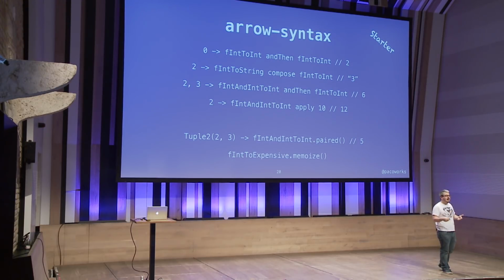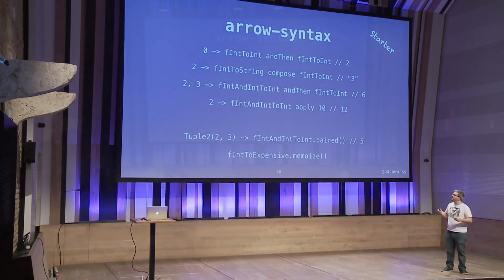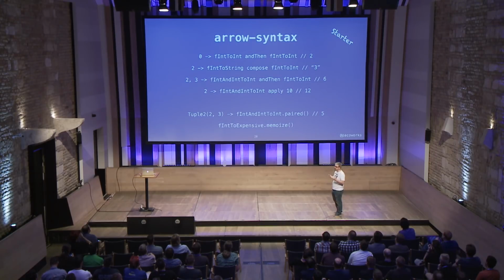I'm going to pre-apply one of them. So I'm going to be returning a function that takes a single parameter. And that single parameter is actually going to be 10. Sorry, 10 is the parameter that is fixed, and 2 is the one that I'm passing. 10 plus 2, 12. That's the final result.